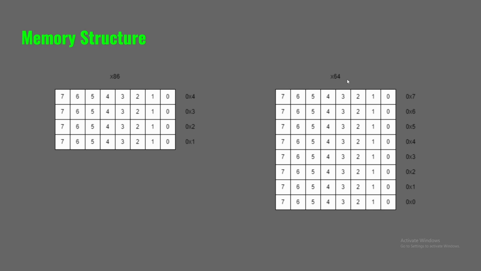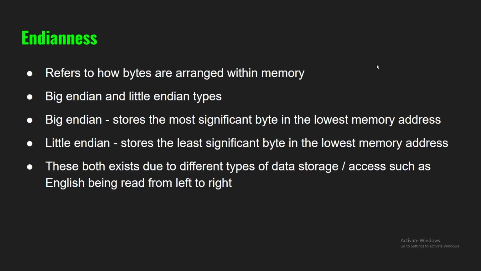If you needed more of a visual example within RAM, this is how I like to think it's going to look, and it might help you out. So now we'll talk about endianness, and this just refers to how bytes are arranged within memory. You have 2 types of this: big and little endian. Big endian stores the most significant byte in the lowest memory address, and little endian stores the least significant byte in the lowest memory address. It's basically the opposite of each other, as I'm going to show you now.